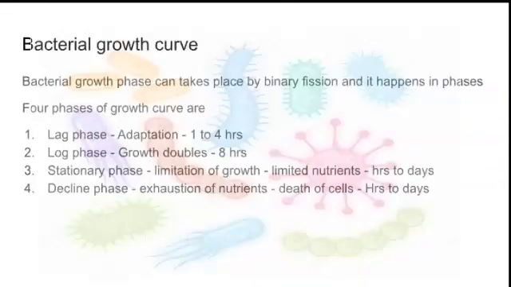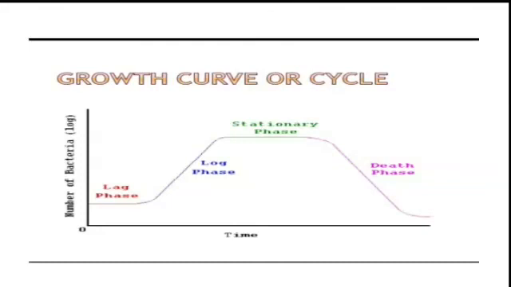And then the next phase is decline phase, where there are no nutrients available because the bacteria used all the nutrients available in that culture plate. Exhaustion of nutrients happens, so the death of cells happens. It also takes hours to days. Here you can see the pink curve which comes down, which is the death phase or decline phase. So this is how the growth curve or cycle of bacteria happens, especially in vitro, in the lab.